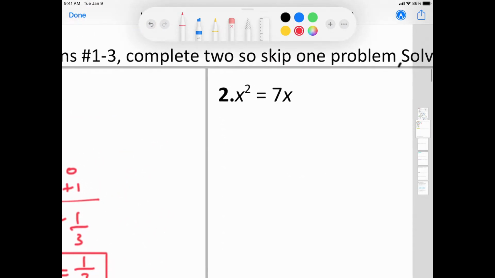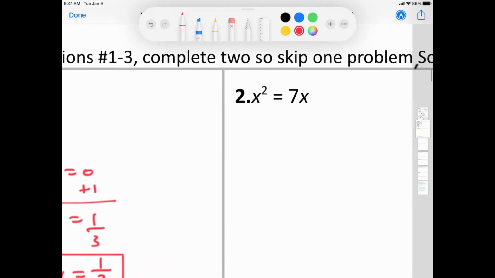Okay, this one, number 2, gotta be careful. Do not divide by x on both sides. You'll say that x equals 7. I want to show you why x equals 7 is not complete. So the first thing I'm going to do, I like to draw a line down my equal sign.